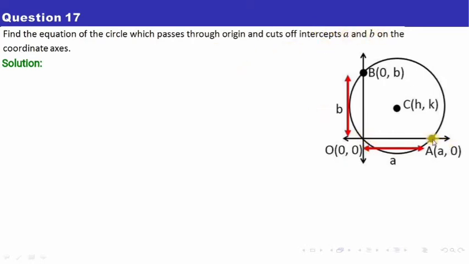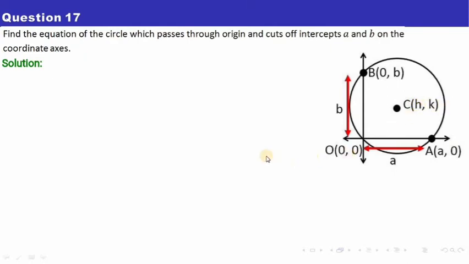That means the x-intercept is A. So from here to here is A, which means the coordinate of this point will be A comma 0, and the y-intercept is given to be B. That means this distance is B, so the coordinate of this will be 0 comma B. Origin is 0 comma 0, and I have named it as point O, this is point B, and center C is h comma k. Now the question says find the equation. That means we should know what the center is and what the radius is.